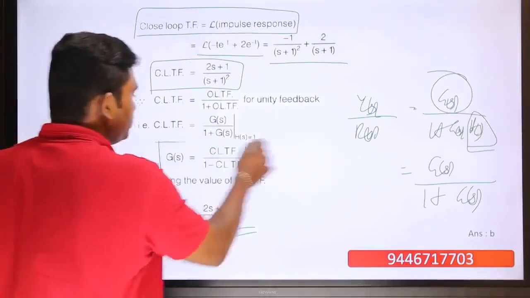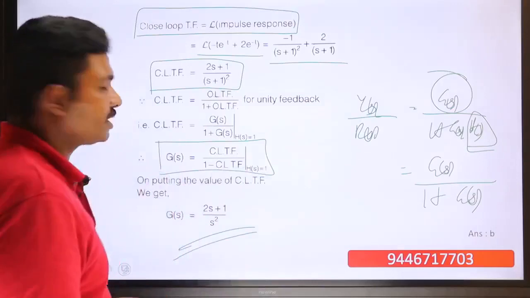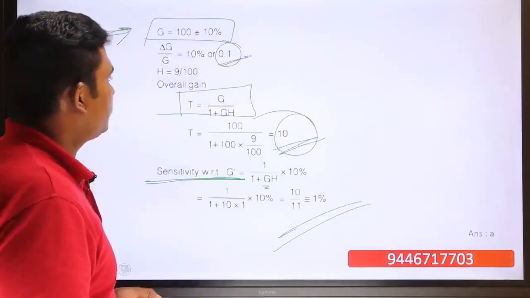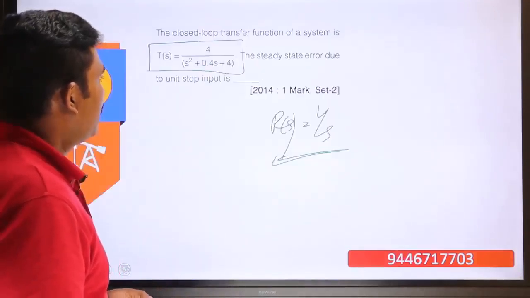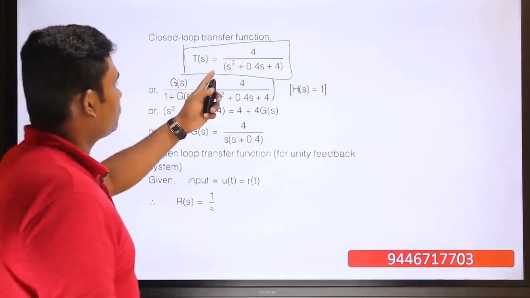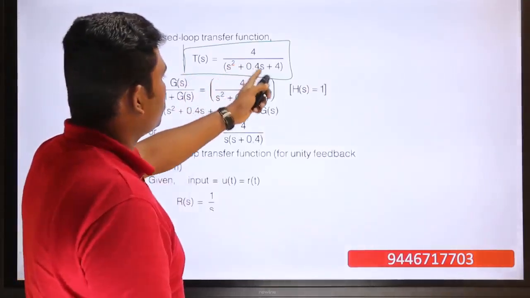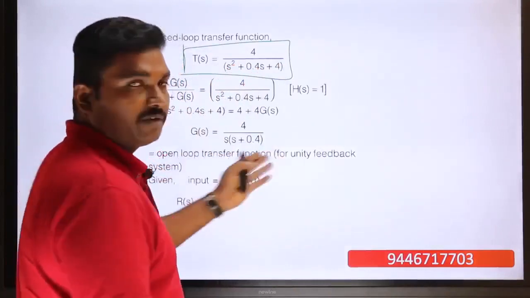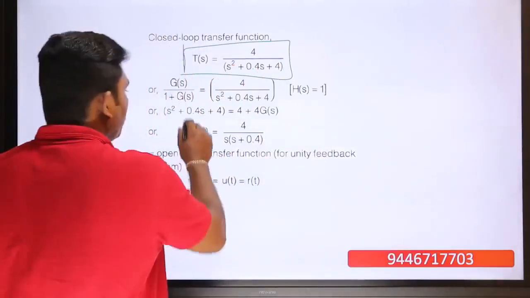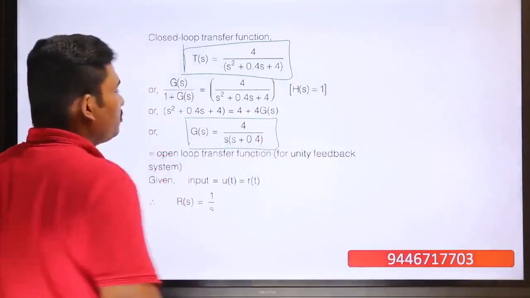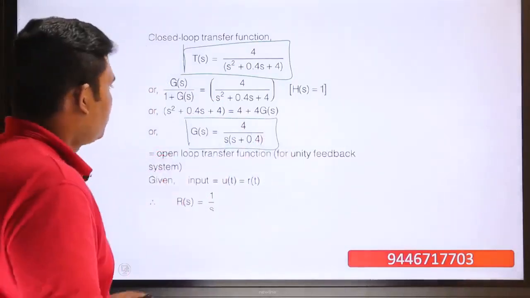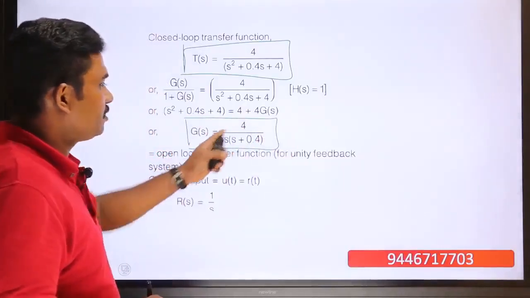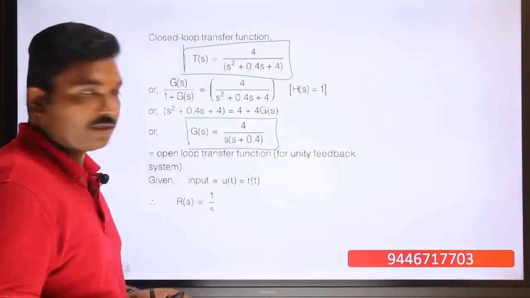Open loop transfer function G of s is equal to the closed loop transfer function divided by 1 minus the closed loop transfer function. So we have the closed loop transfer function here, T of s is equal to 4 divided by s square plus 0.4s plus 4, and utilizing the expression of closed loop transfer function divided by 1 minus closed loop transfer function, you will be able to find out the open loop transfer function G of s of the system. Now this is the open loop transfer function G of s, and G of s is equal to 4 divided by s into s plus 0.4.